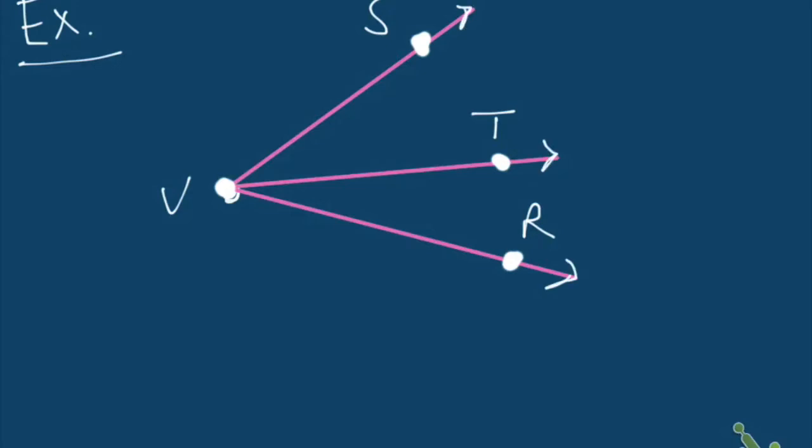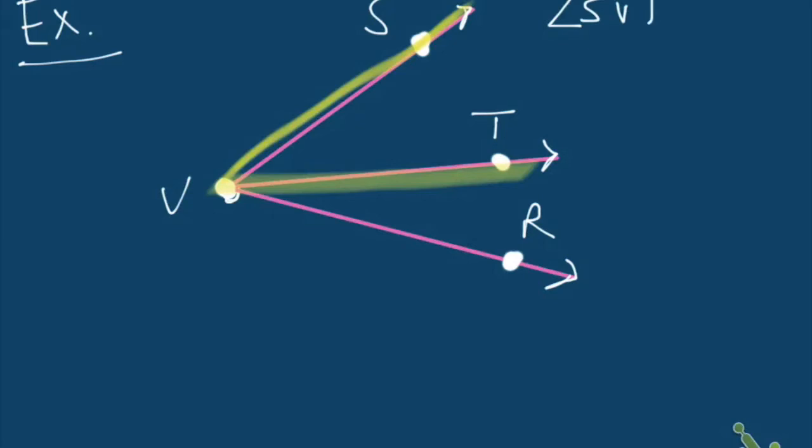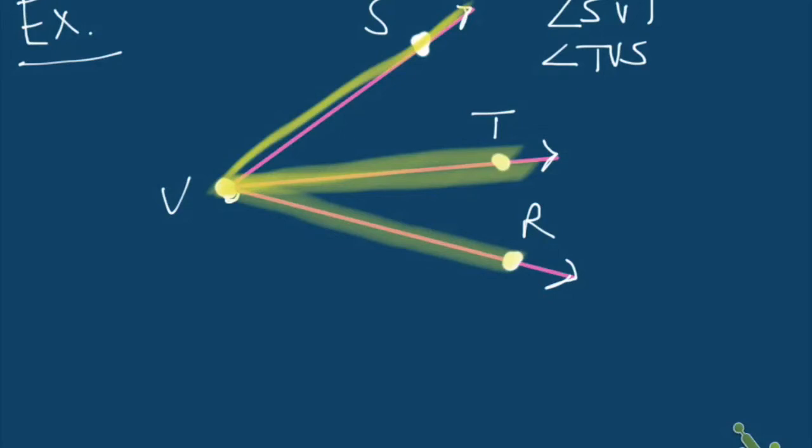Looking at this particular diagram, let's go ahead and name the angles that we see. The first angle you see might be SVT. What's another name for angle SVT? How about angle TVS? Then you might come over here and say, okay, I see angle TVR. What's another name for angle TVR? How about angle RVT?